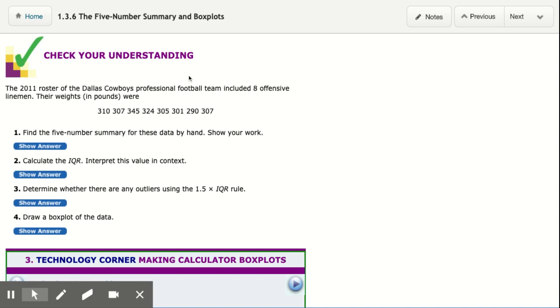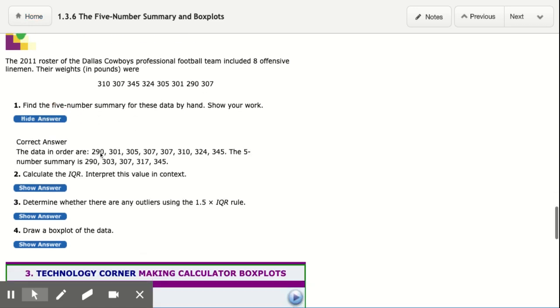So one of the things that we're asked to do here is find the 5-number summary for these data by hand, showing your work. We're also going to show you how to do this using the calculator. But just to let you know what the answers are, the first thing you always have to do with data is put them in order. So we went 290 up to 345.